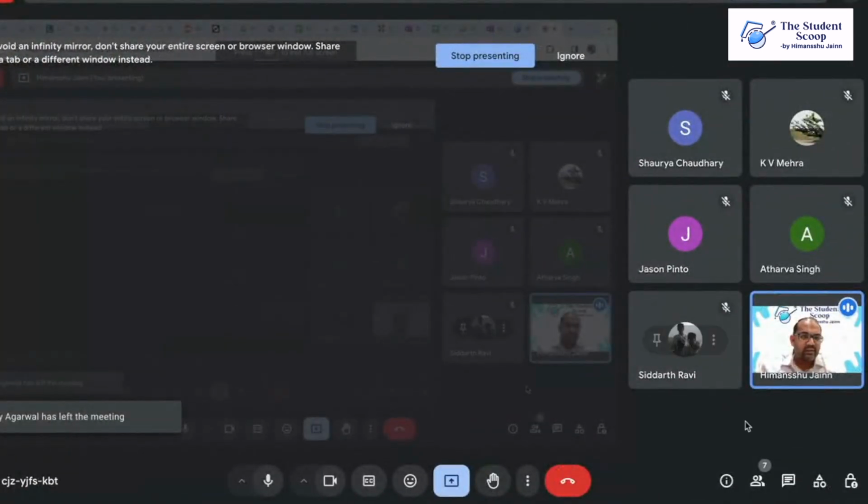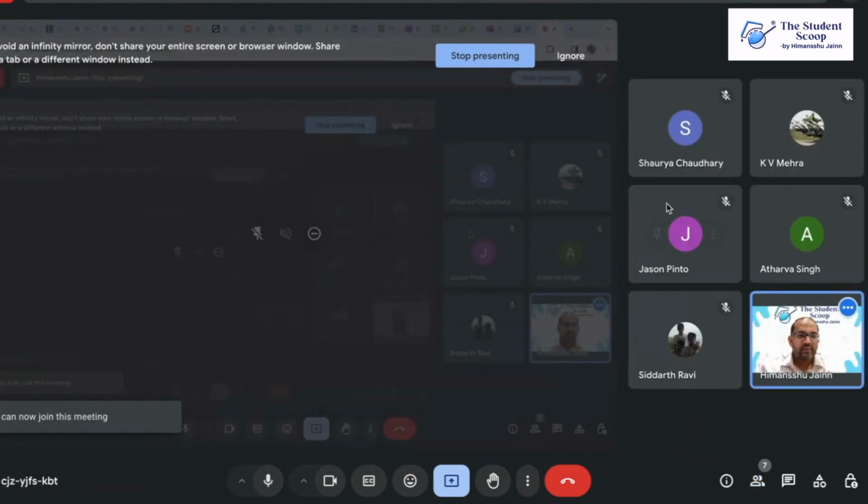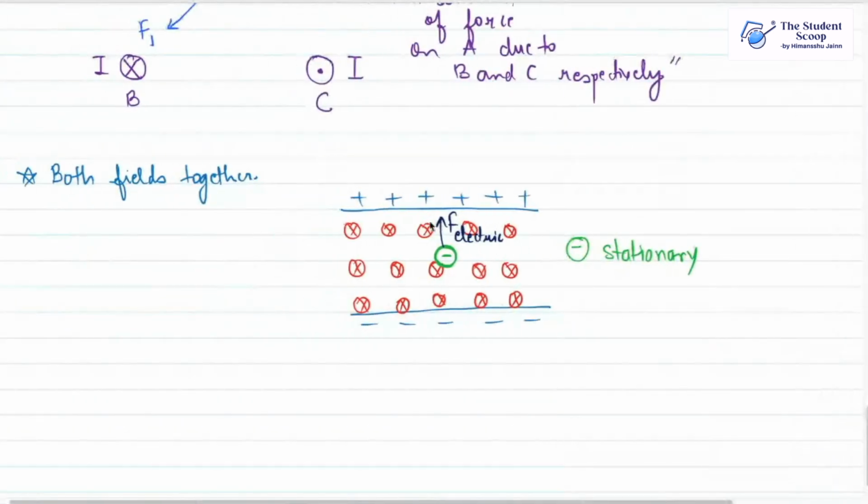Do I have Nandini and Reet? Oh, they left, I think, in between. Yeah. Shaurya, would you like to try? Sir, I'm not sure. Okay. Siddharth? So I'm just thinking.